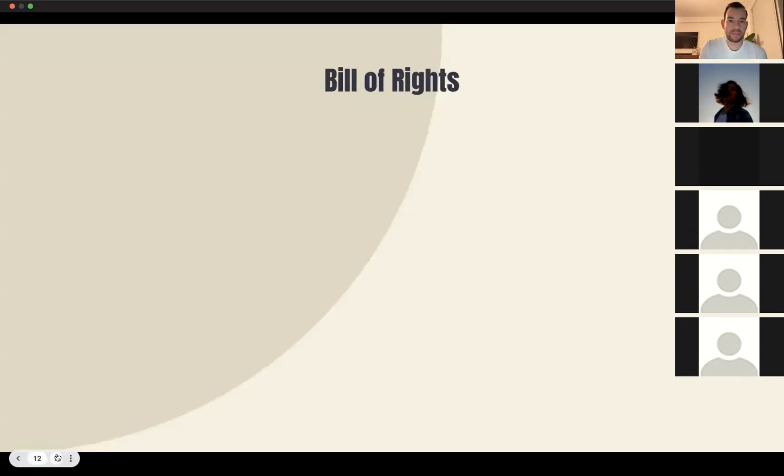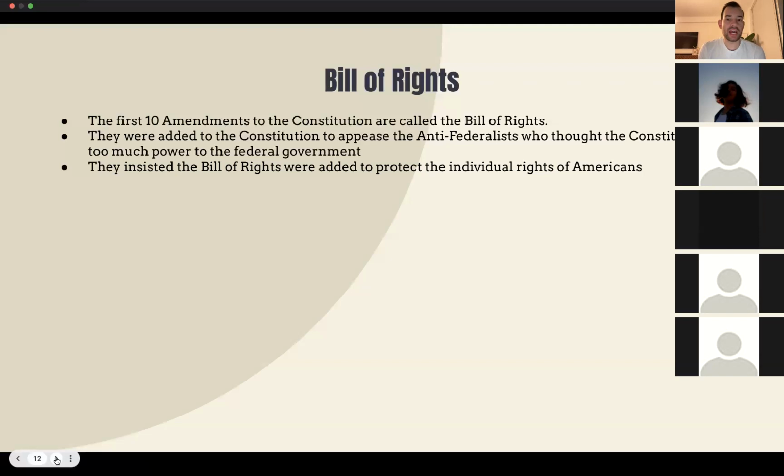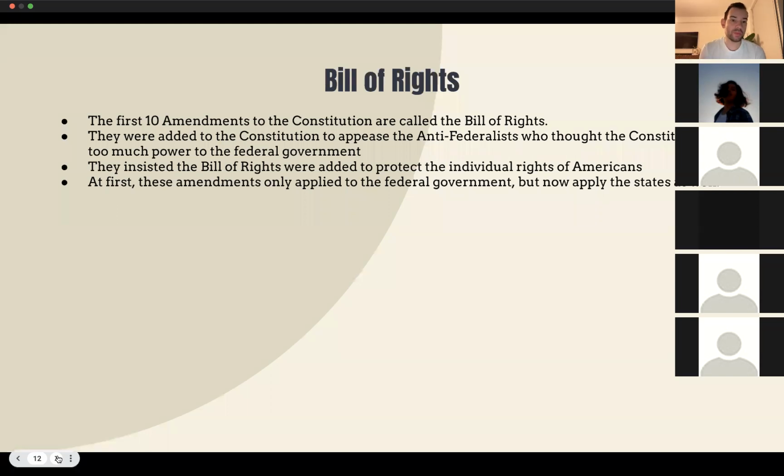All right. So the first 10 amendments to the Constitution were called the Bill of Rights. They were added because the political party known as the Anti-Federalists thought that the Constitution was giving too much power to the federal government. They wanted to limit it and they wanted it to be written down in there. So that's why they created the Bill of Rights. These rights protect our individual rights. At first, the Bill of Rights only applied to the federal government. Every amendment would start with Congress shall make no law. So it only applied to the federal government, but now they apply to the states as well.